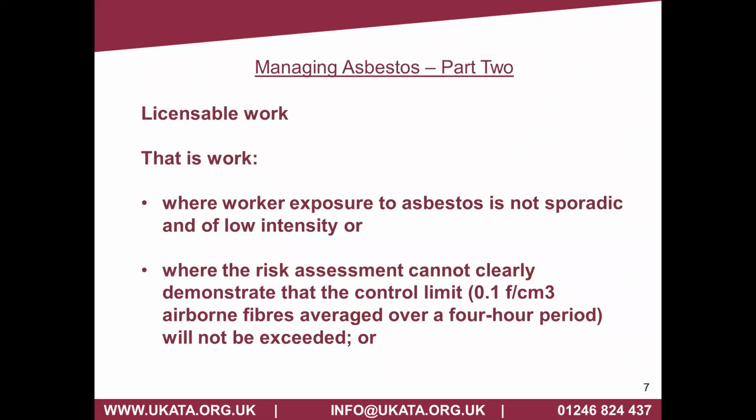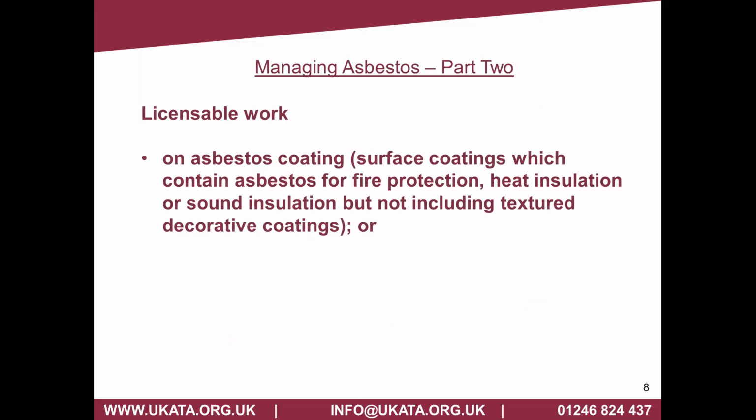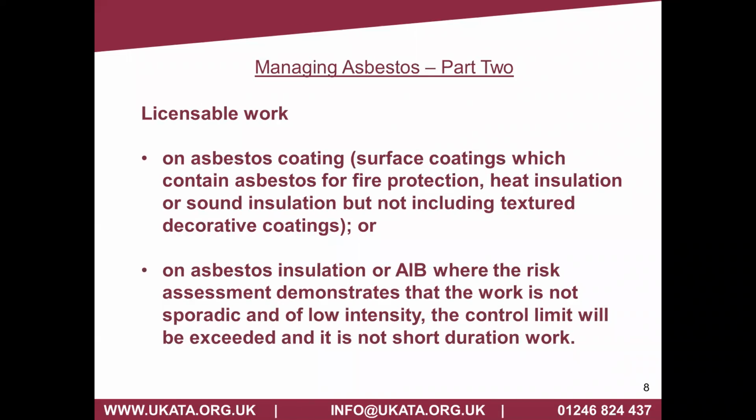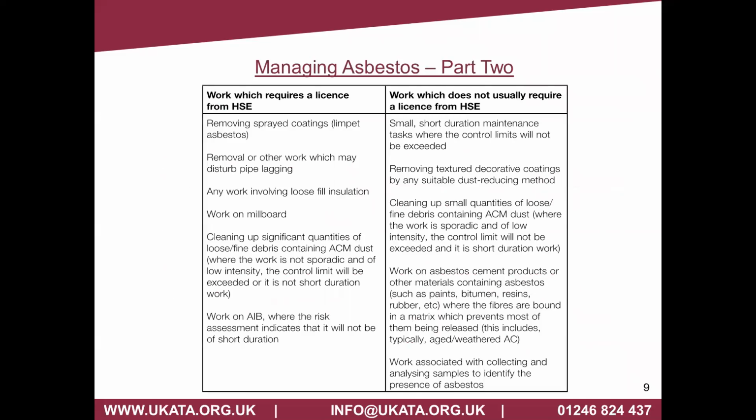So if the worker exposure is not sporadic low intensity exposure, and of course the control limit is not exceeded, and it goes on to say that on coatings such as sprayed coatings, on steelwork, etc., and then it goes on to say on insulation or AIB, insulation board, where the risk assessment demonstrates the work is not sporadic low intensity exposure and the control limit will not be exceeded, and it's not short duration work. So there's a time aspect with regards to that. Now, obviously we can read the regulations, we can read the specifics on that, but I'll show you a table now, which is taken from L143, which gives some examples of which types of works fall into which categories.